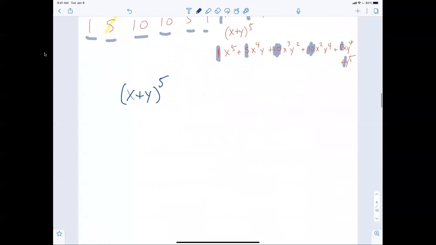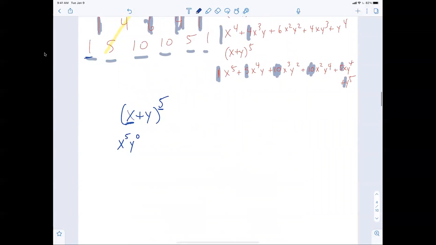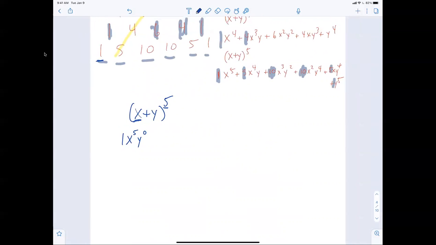If I'm asking you about x plus y to the fifth, we know the first term is what? X to the fifth. Then what happens as you expand? The x's go down 1, and the y's go up 1. So technically, this is x to the fifth, y to the 0. And then we have the coefficient, which is a 1. Then it would be plus, what's the coefficient? X to the fourth, y to the first. Now, you'll also recognize that the sum of the exponents is the power that you're raising it to.